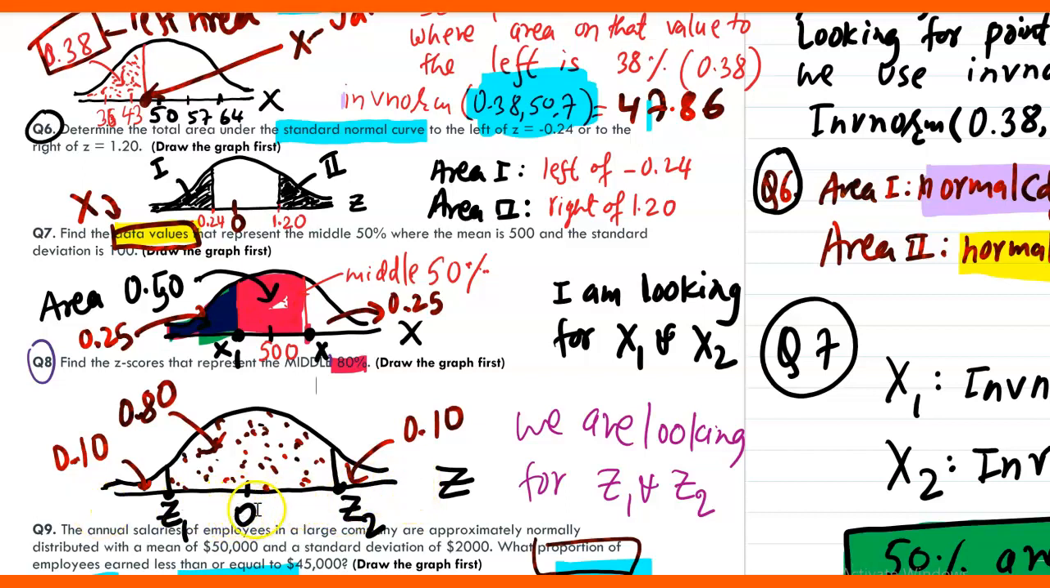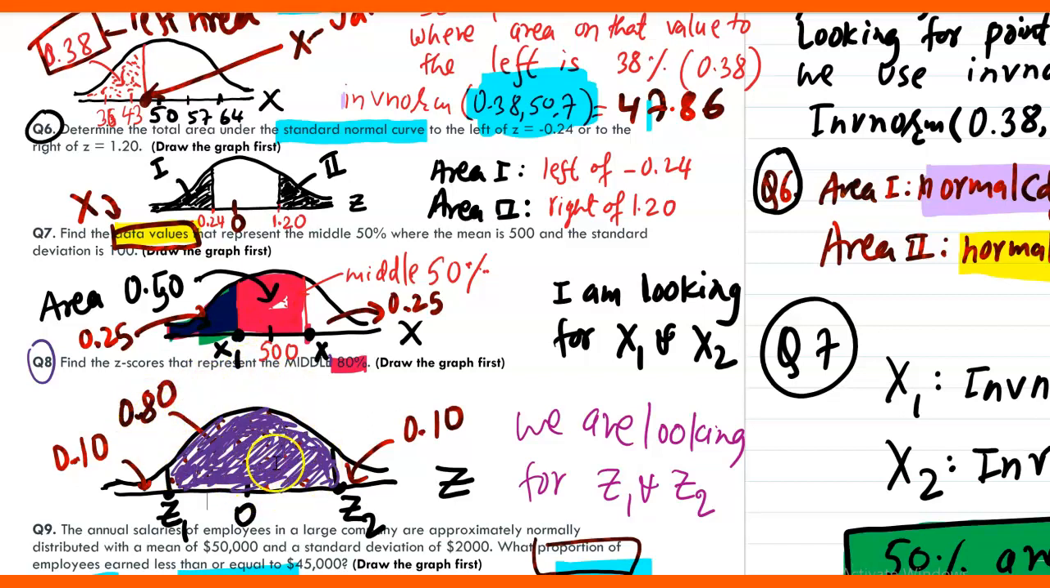And the mean is 0. Remember that for z values, the mean is always 0. In other words, for the standard normal curve, the mean is always 0. Now this area here is 80%, the middle 80%. Let me color that again. This area here, you can see I'm coloring right now. That's 80%. As a decimal, this area is 0.80.